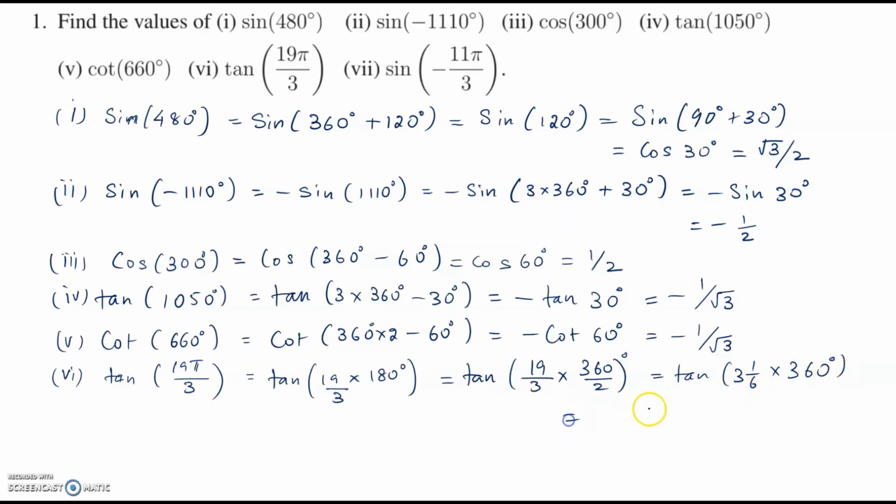So further, we can rearrange this as 3 times 360 degrees plus 1/6 of 360 degrees. So it's tan of 3 times 360 degrees plus 360 degrees divided by 6. So this can be rewritten as tan, we can eliminate the 3 times 360, and 360 by 6 would be equal to 60 degrees. So this is tan 60 degrees, which is equal to root 3.